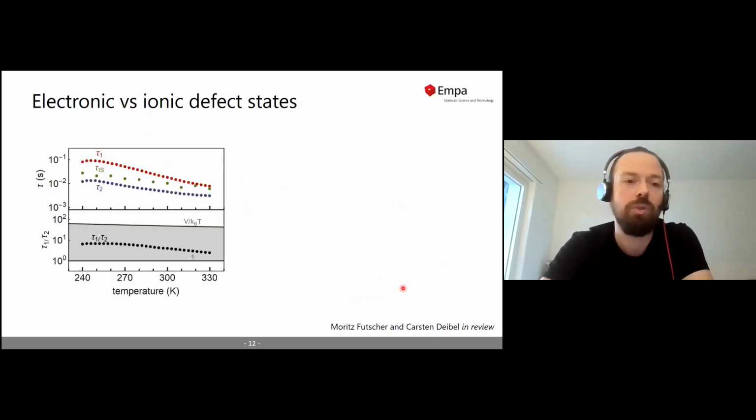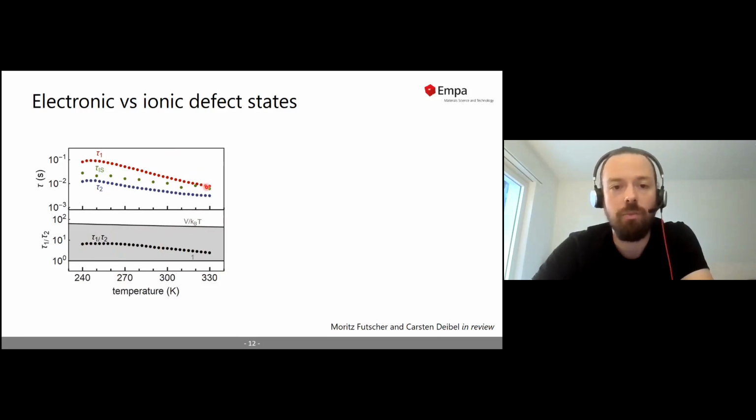So this is what we, for example, did here for a perovskite material, where with this transient measurement technique, we can measure tau1 and tau2, and we can test in what kind of range this is. We find that this is above 1 and below e to the power of V over kBT. So this is exactly in the range where we would expect it to be for diffusion of mobile ions. Whereas if it were due to electronic defect states, it should be well below 1.